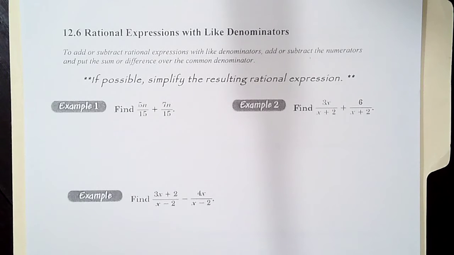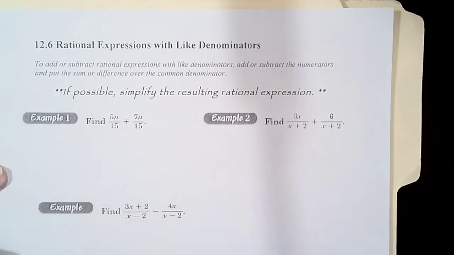So to add or subtract rational expressions with like denominators, we just add or subtract the numerators and put the sum or difference over the common denominator. Hey, guess what? Rational expressions work the same way as fractions. So, like I talked about in my last video, let's do a little example over here.